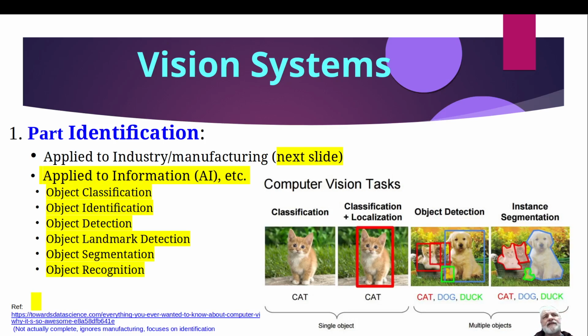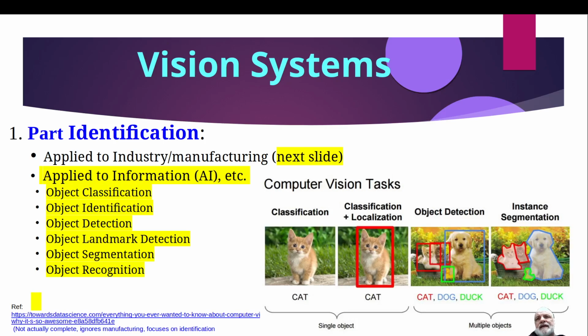So first, part identification. You want to apply this for industry and manufacturing. We're going to look at that in the next few slides here. But for just being able to identify things, a lot of times you've heard of things like facial recognition and things like that. So this is really on the upper level of AI or artificial intelligence. So number one, we're looking at an object. We want to classify it, identify it, detect that it's there, possibly detect landmarks, segments, meaning certain areas of the image we might be looking at, and just recognition.